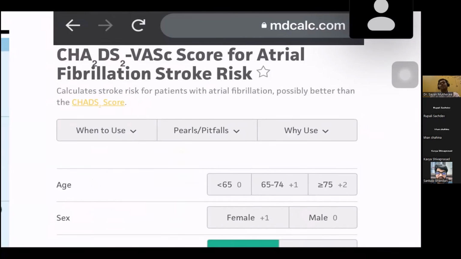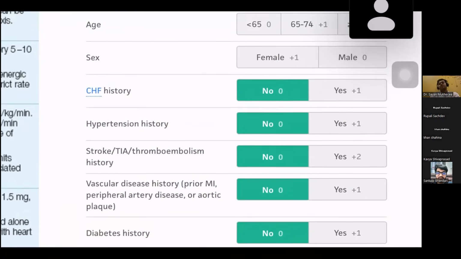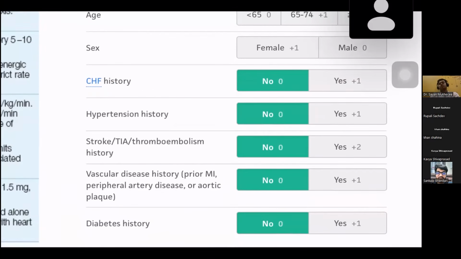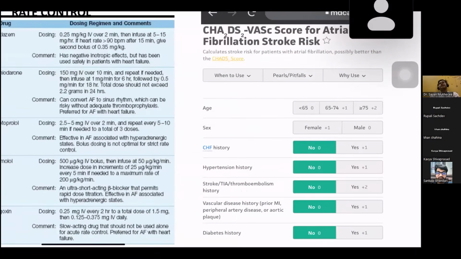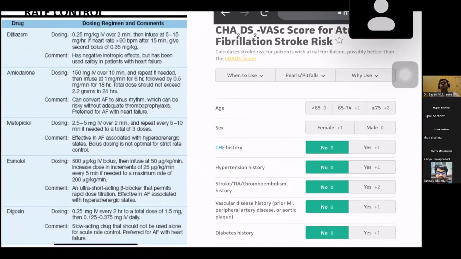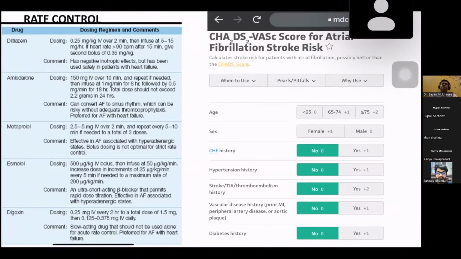Just remember that it predicts stroke risk in a patient with atrial fibrillation. And once you enter these values, it will give you a sum total. On the basis of the sum total, it will give you a recommendation whether this patient needs anticoagulation or not. Just good to know. You don't need to know it, but just remember that there's a score which you can easily calculate.